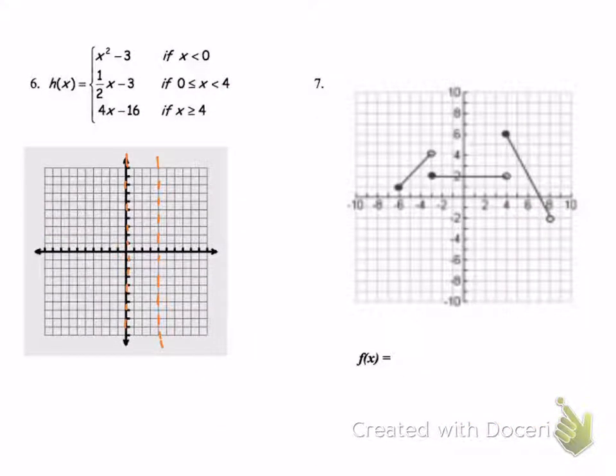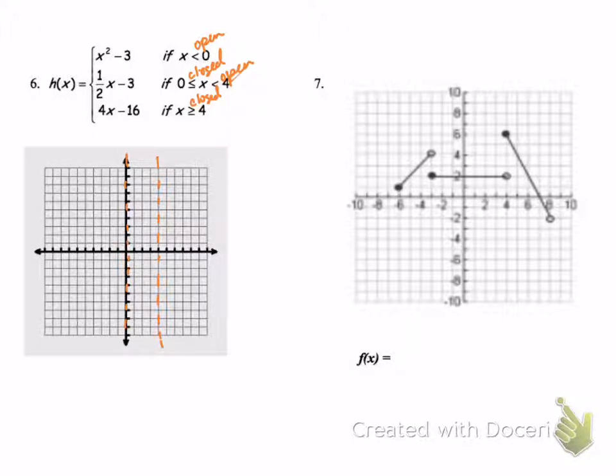So for number 6, I have 2 domain restrictions. One is at the line x equals 0. One is at the line x equals 4. So I have 2 of them. Then I want to write next to my inequalities closed, open, closed, open. So this one would be open, closed, open, closed.